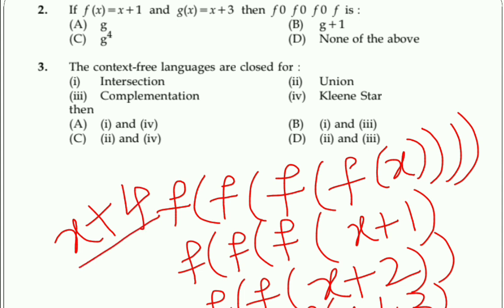But in the options it is not given as x plus 4. Then how can we write this expression? Given that g of x equals x plus 3, we can write x plus 4 as x plus 3 plus 1. So f of x plus 3 means g of x, that means g of x plus 1. So the answer is B, g plus 1. In this way we can substitute this relation.